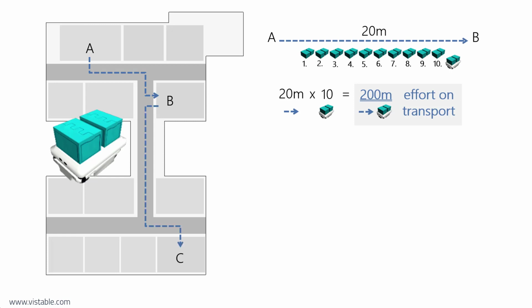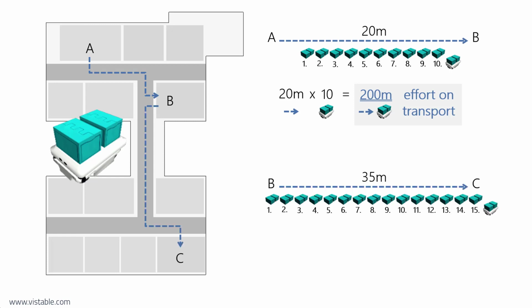Between area B and area C, 15 transports are necessary. The distance here is 35 meters. This results in a transport effort of 525 meters.